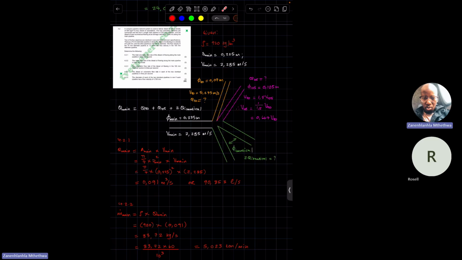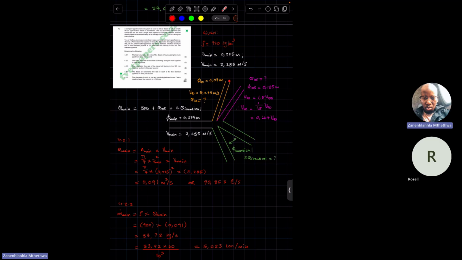Okay, right. Remember, we are already given the flow velocity of the oil in this pipeline. You are told here that there is a 70 millimeter diameter pipeline in which the diesel oil is flowing at a velocity of 5,235. So we already have the velocity of oil in this pipeline.